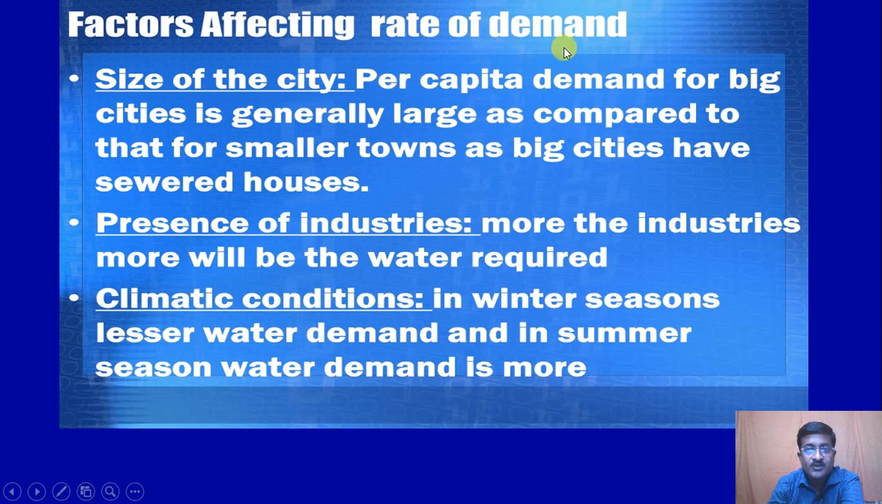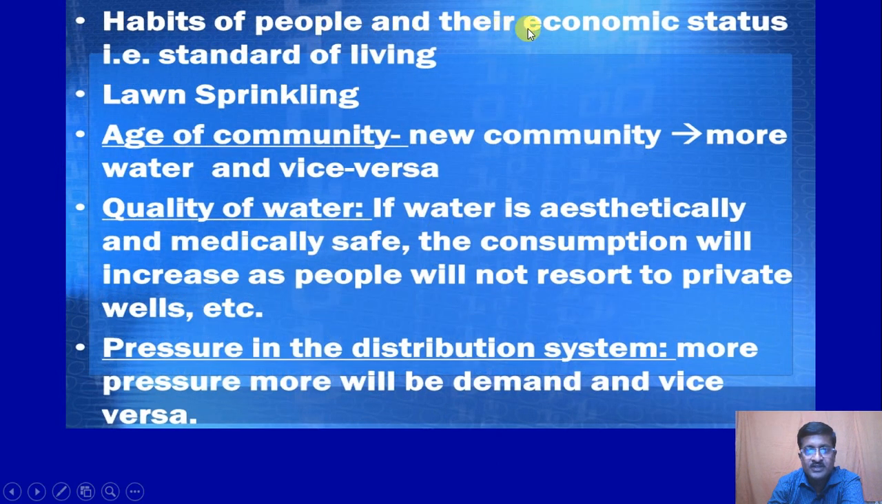Factors affecting the rate of demand. Size of the city: per capita demand for big cities is generally large compared to smaller towns, as big cities have sewered houses. Presence of industries: the more the industries, the more water is required. Climatic conditions: in winter, lesser water demand, and in summer, more. Habits of people and their economic status, that is, standard of living. Lawn sprinkling. Age of community: new community, more water, and vice versa. Quality of water: if water is aesthetically and medically safe, consumption will increase as people will not resort to private wells, etc.